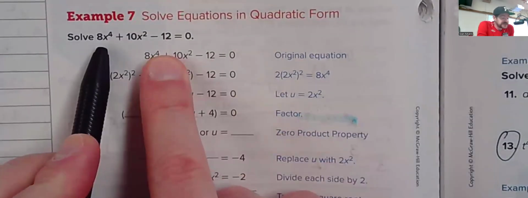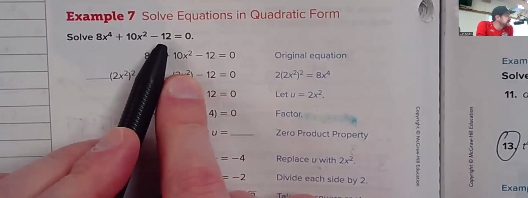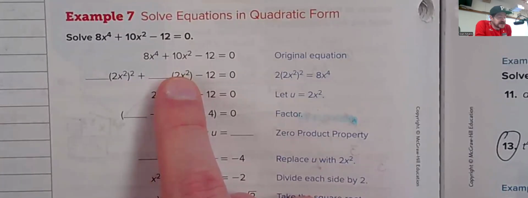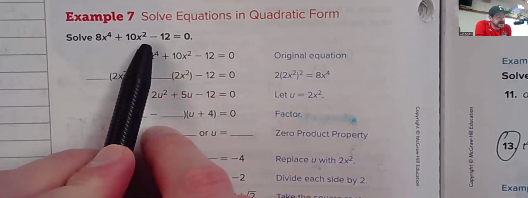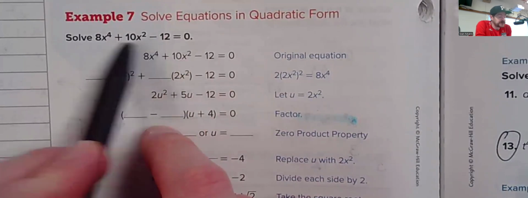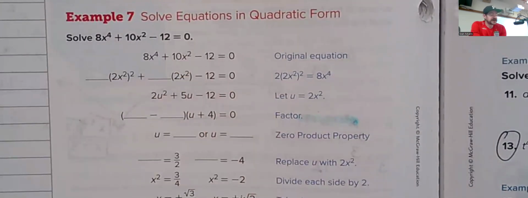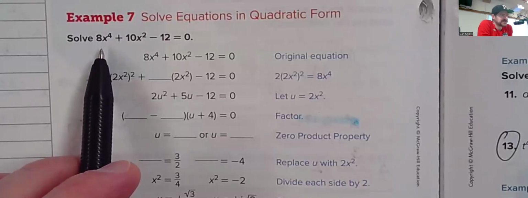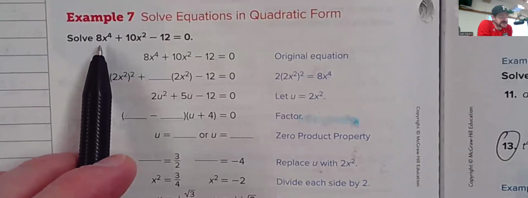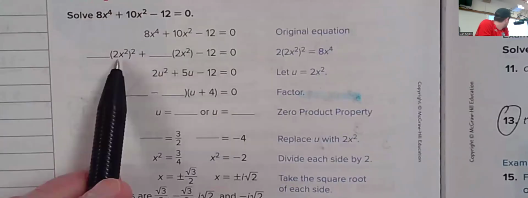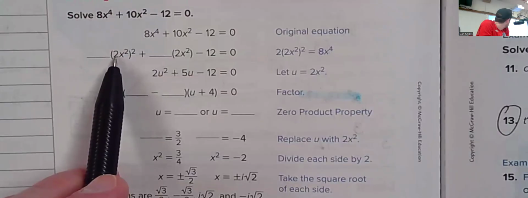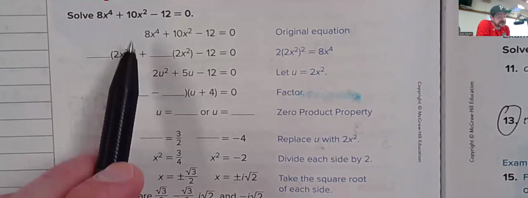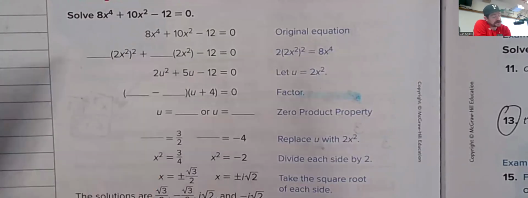8x to the power of 4 plus 10x squared minus 12. This is not a quadratic. This is a quartic function. But because x to the fourth power is the same thing as x squared squared, it can be written as a quadratic. In fact, there is a perfect square factor of 8. You can divide out, not 2, it's 4. The perfect square factor of 8 is 4, and the square root of 4 is 2. And so if you were to multiply out 2x squared squared, you get 4x to the power of 4, which means you'd still have to multiply it by 2 to make it equal 8. So 2 goes here.